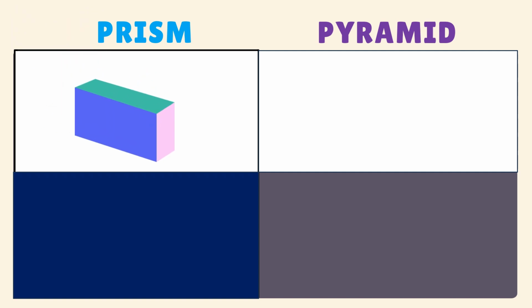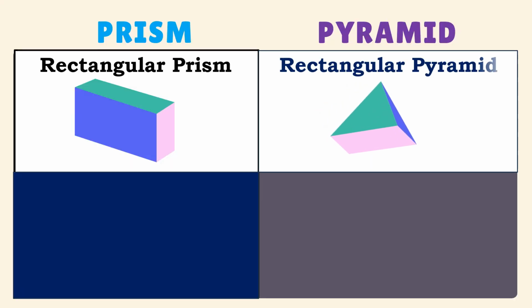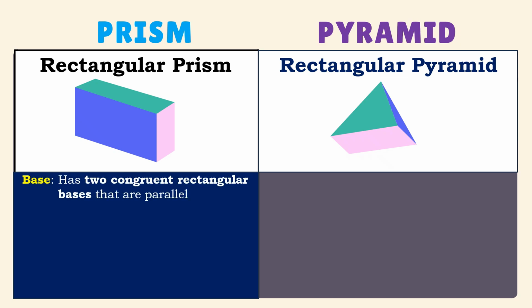Do you know what solid figure this is? Yes, this is a rectangular prism. How about this? Alright, this is a rectangular pyramid. Now let's compare the rectangular prism and rectangular pyramid. A rectangular prism has 2 congruent rectangular bases that are parallel, while a rectangular pyramid has 1 rectangular base.